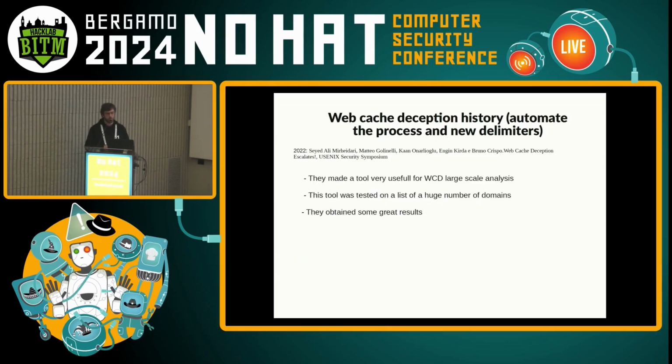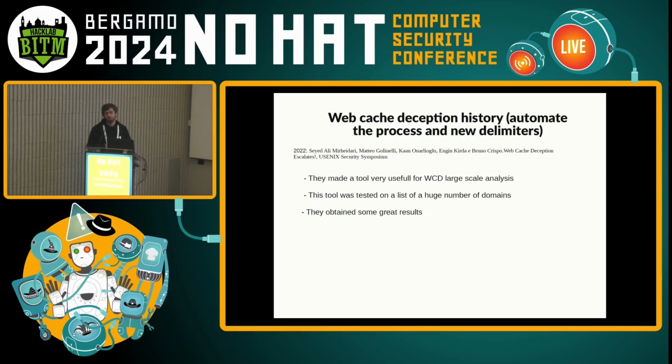They also made a tool. This tool was made for large scale analysis. Basically, this tool works by checking the response headers related to caching. And if the tool sees that a resource is cacheable just by adding a web cache deception payload, it triggers an alert in the console, so the user of the tool can verify whether this is a real web cache deception or not.